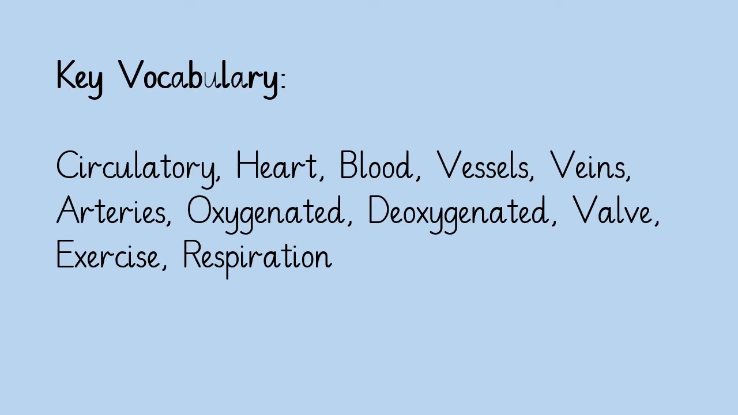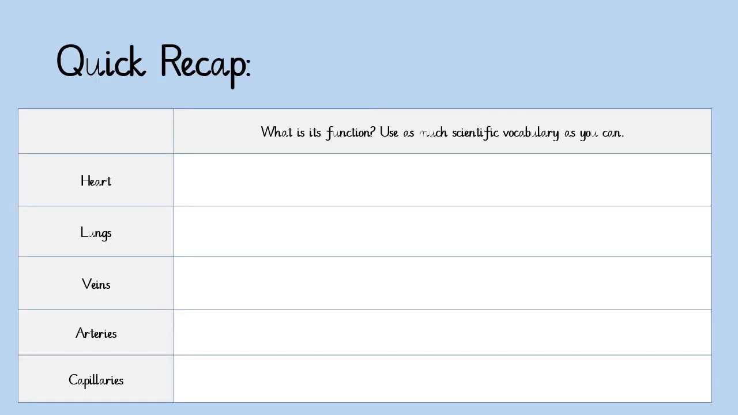So here's some key vocabulary you're going to need. Circulatory, which I'm struggling to pronounce today for some reason. Heart, blood, vessels, veins, arteries, oxygenated, deoxygenated, valve, exercise, and respiration. Most of those you'll already know, but if there's any that you're unfamiliar with, quickly go and research what they mean and then come back. Particularly make sure you know what oxygenated and deoxygenated mean.